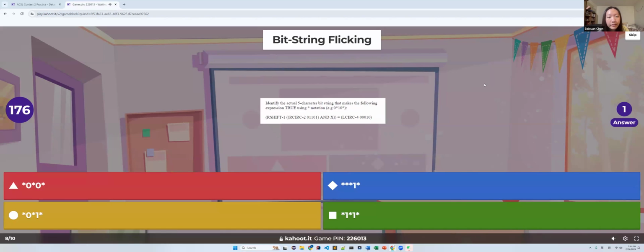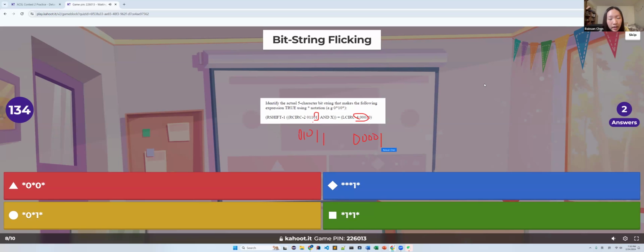Okay, so for this one, we're going to identify the 5-character string notation that will make this true. So first, we have to evaluate right circle 2 of 0 1 1 0 1 and left circle 4 of 0 0 0 1 0 0. So right circle, you just take the right 2 digits and move them to the front, so it'll turn into 0 1 0 1 1. And left circle, we're taking the leftmost digits and moving them to the back, so it'll be 0 0 0 0 1.